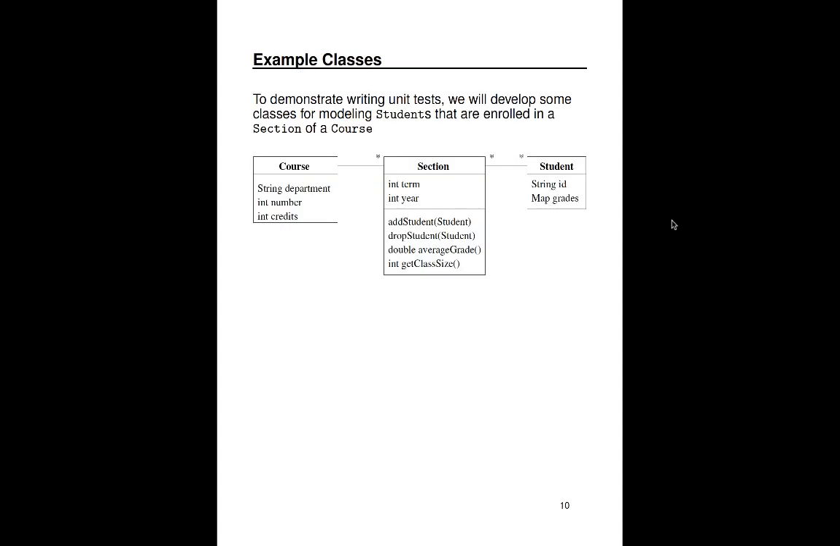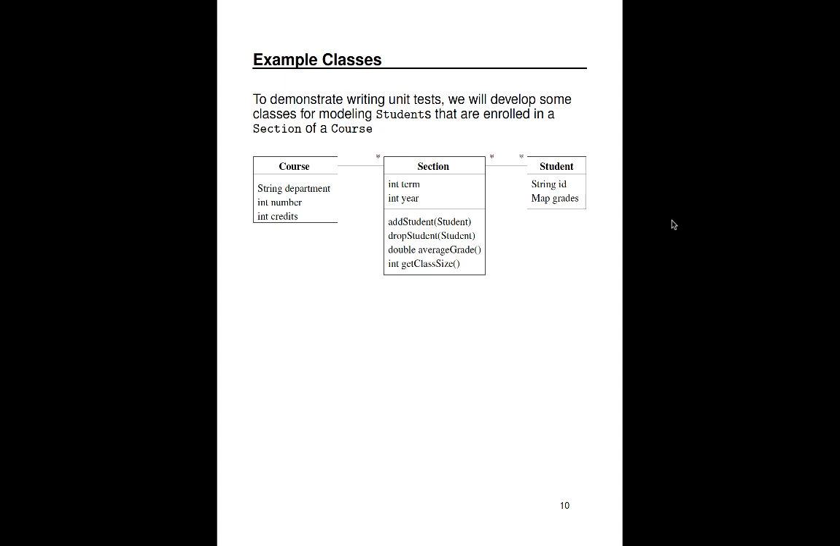Now we're going to explore the JUnit API. And in order to do that, we'll be writing some unit tests that exercise the behavior of a simple application that models students that are enrolled in a section of a course. And so this is the code that is under test. We have a Course class that is in a department. Each course has a number and a number of credits. And a course is associated with 0 or more sections.